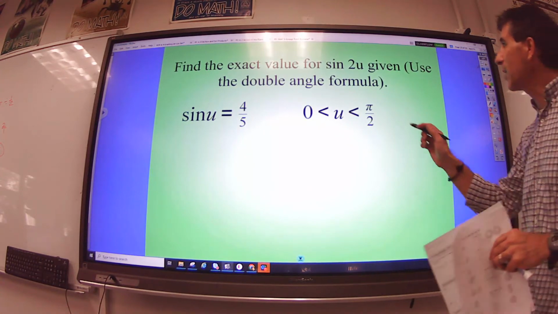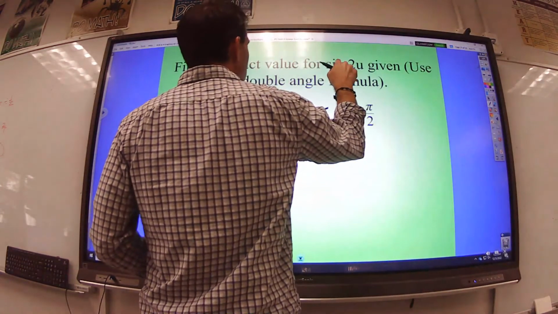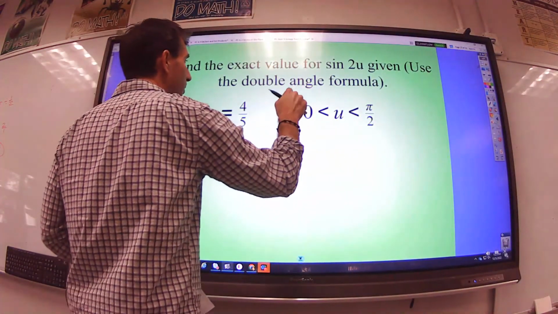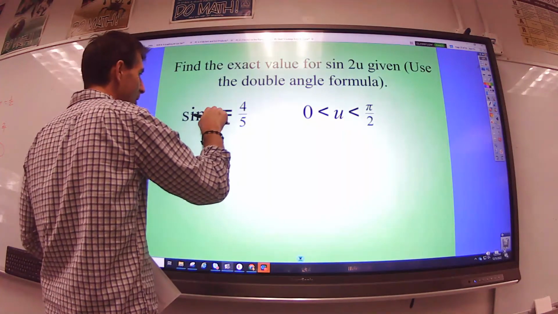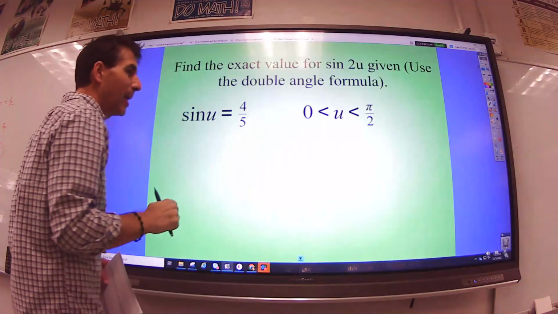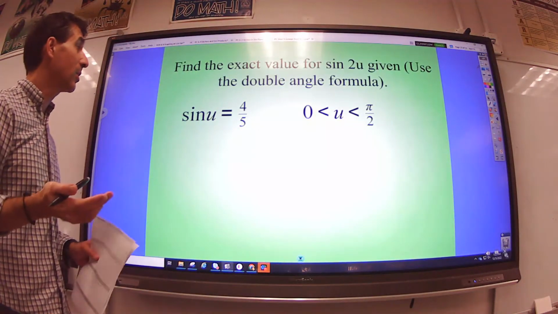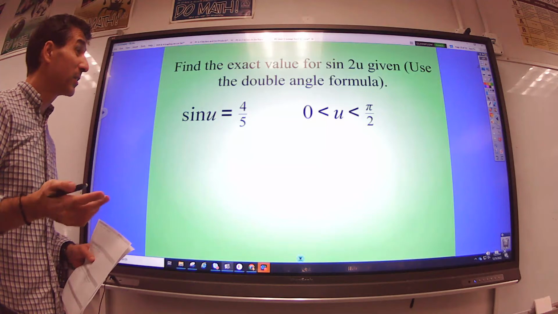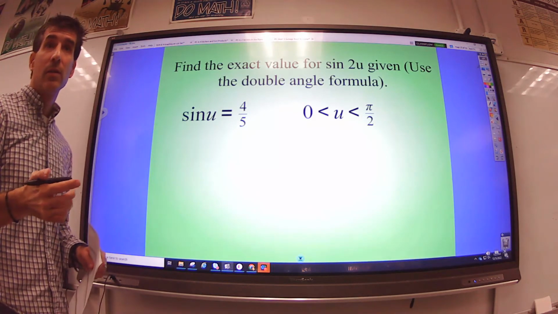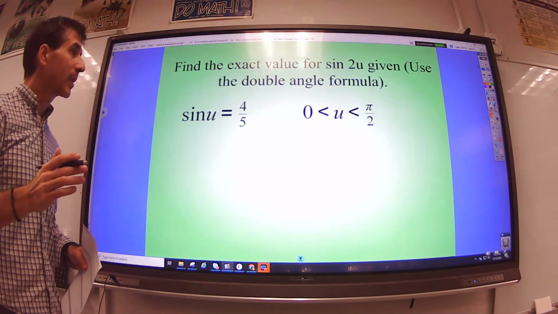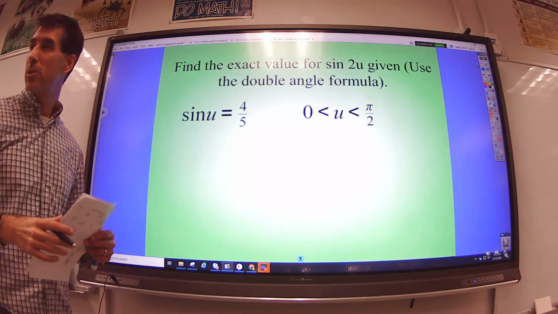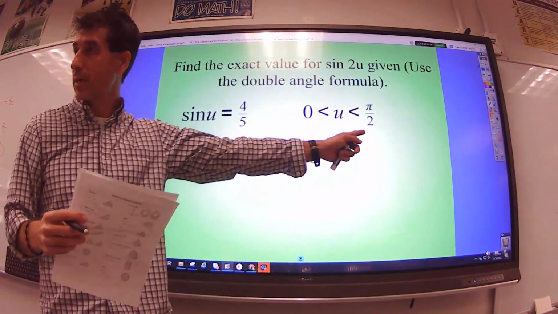Find the exact value of sine 2u given the double angle formula. So I have sine of u as 4/5. Now, this tells me where my u is, because it could be 4/5. I don't know what's negative and what's positive, right? So first of all, let's talk about the double angle formula. Let's do that first, then we'll talk about this next, right?